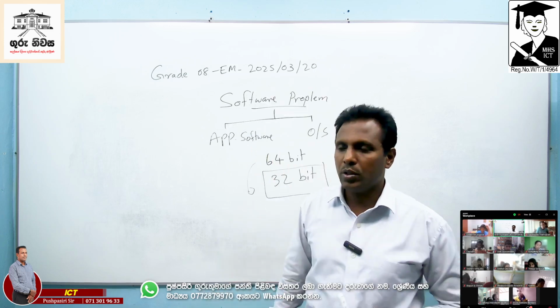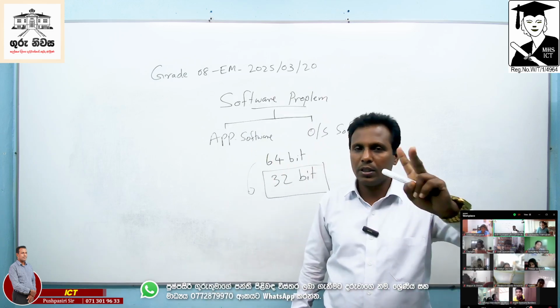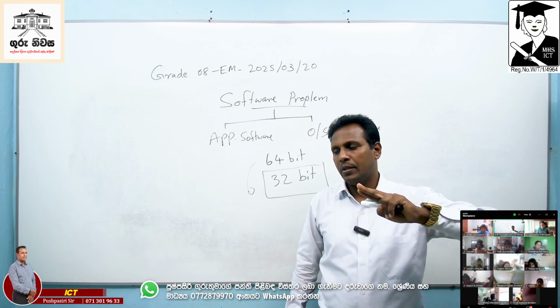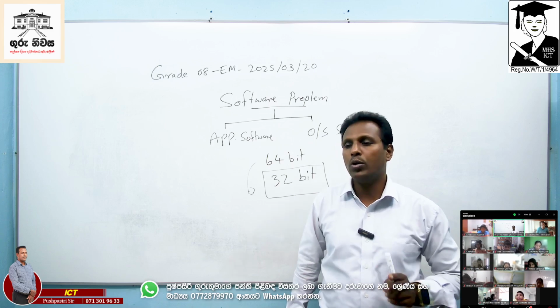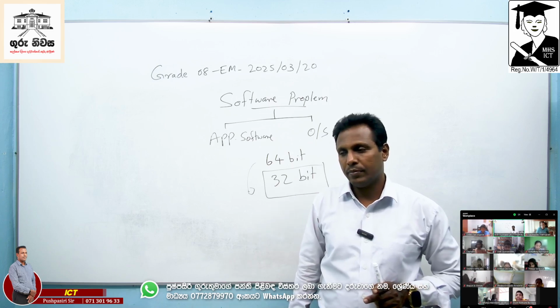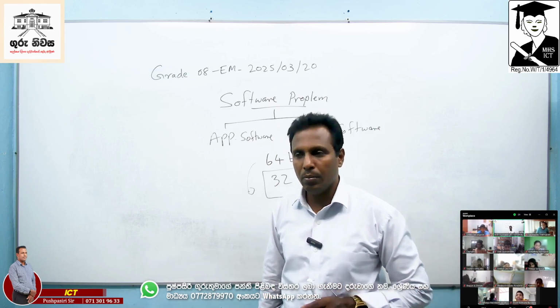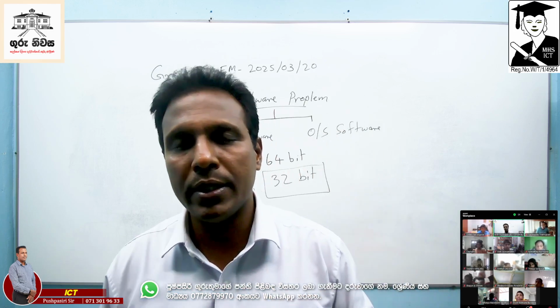So there are two softwares available, 64 or 32. Then you have to check whether your computer is 64 or 32. So how are you going to check that? How do you check whether your computer is working on 32 or 64?